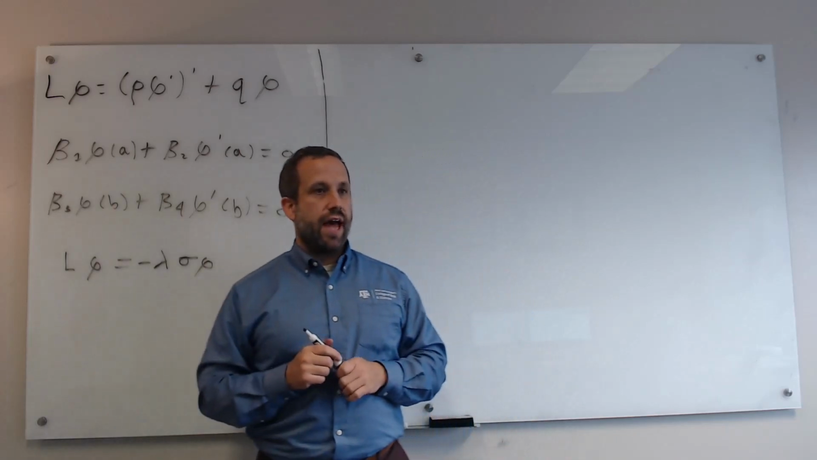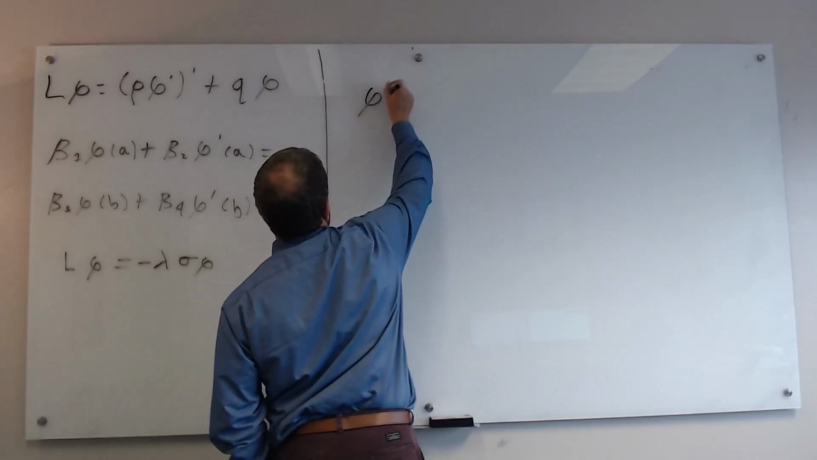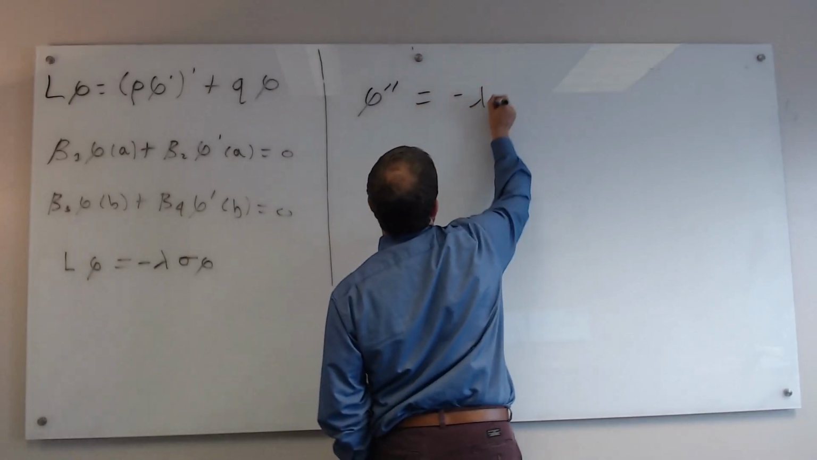And I just want to illustrate that in a number of ways with the following example. So we're going to look at phi double prime is equal to minus lambda phi.